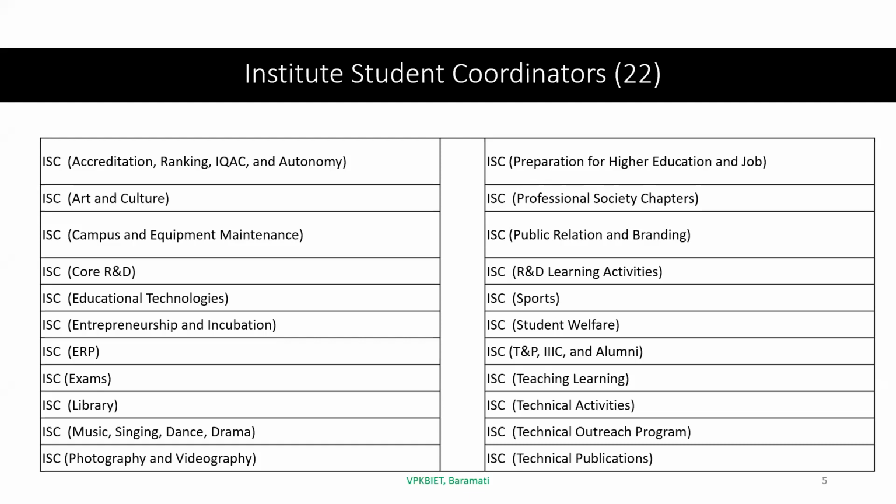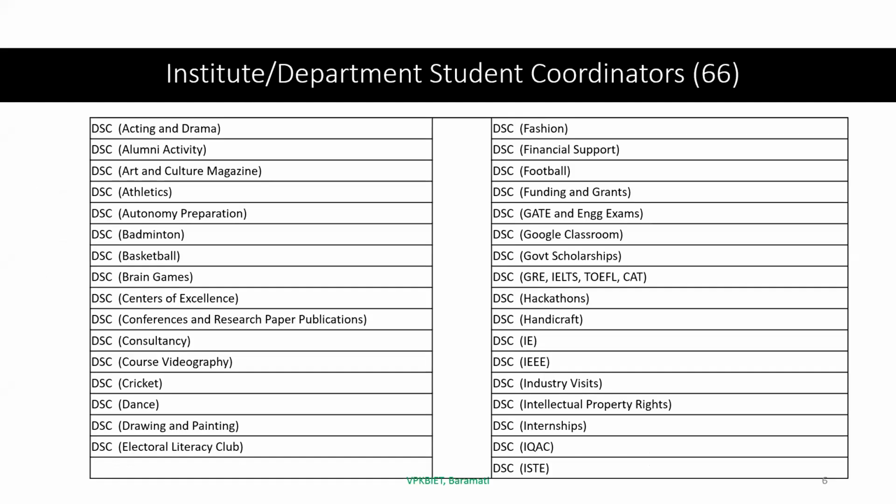So next screen we have departmental coordinators as well. These are institute slash department student coordinators. There will be 66 students, you can see here. These departmental student coordinators will be for various activities, and we want that for a particular department there has to be a separate person to look into individual activities. You will see here a separate DSC for dance, cricket, consultancy, center of excellence, brain games, basketball, acting and drama. And we want that students should take part in each and every activity.